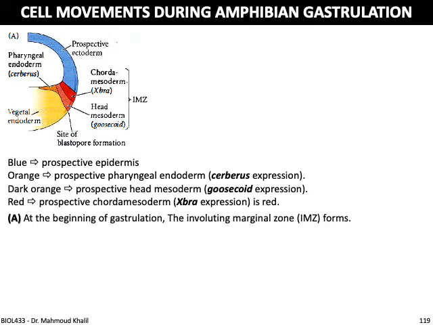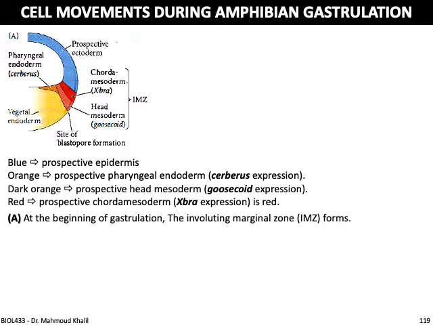If we elaborate more on the regions of the gastrula, you can see that the blue will form the prospective epidermis, while the orange will form the prospective endoderm, and in these cells the gene cerberus is expressed, while dark orange will form the prospective head mesoderm, characterized by the expression of the gene Gsc. The red part, which will give the presumptive chorda mesoderm, is characterized by brachyury gene expression.